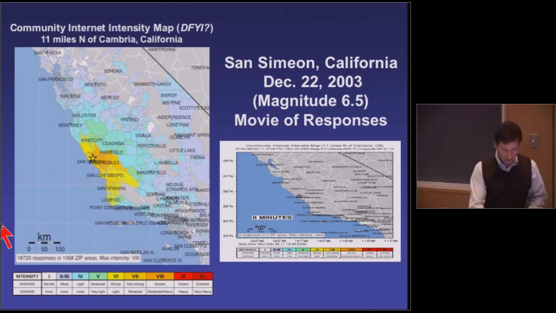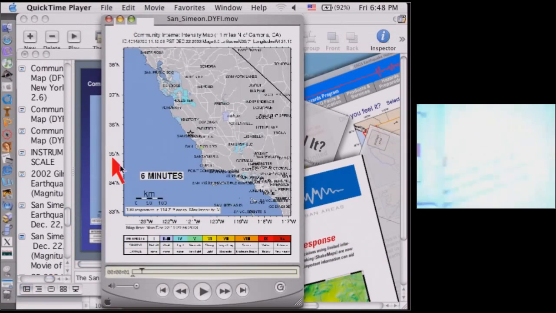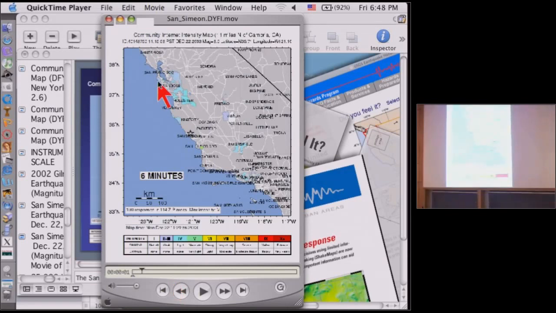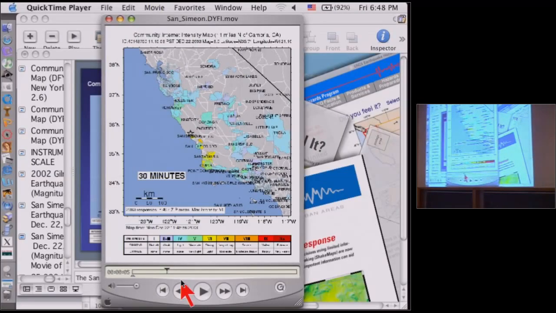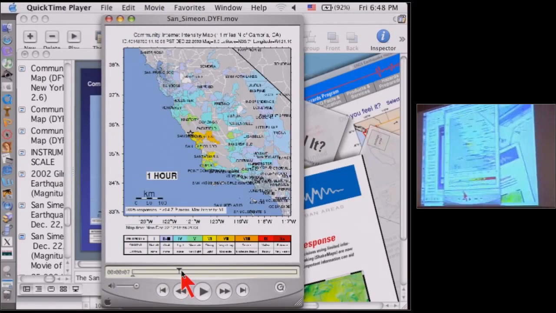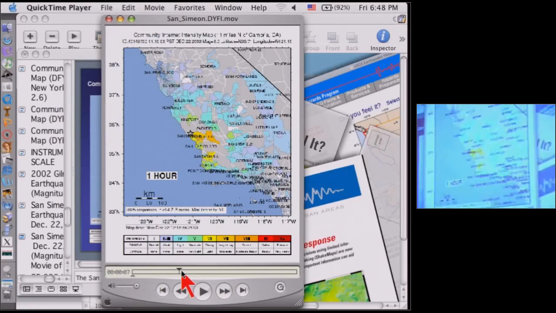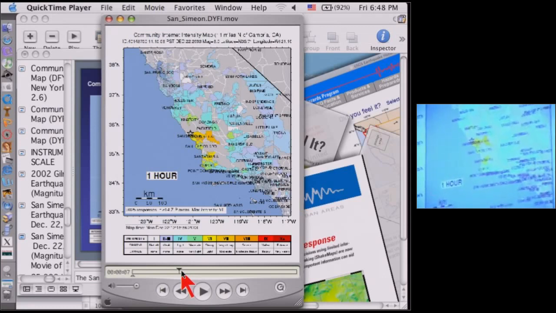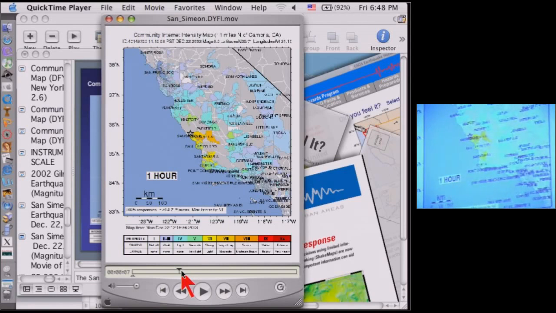We can watch how these come in time. First, I want to show you one thing. This is the map as it looks an hour after the earthquake. So this time is going to tell us how long after the earthquake occurrence the map is made. This is the map that shows up after an hour. And at this time, it's probably hard to believe, but there are about 9,000 responses after an hour. So 3,600 seconds, that's about 3 responses per second coming in for an entire hour. And that continues for quite some time.